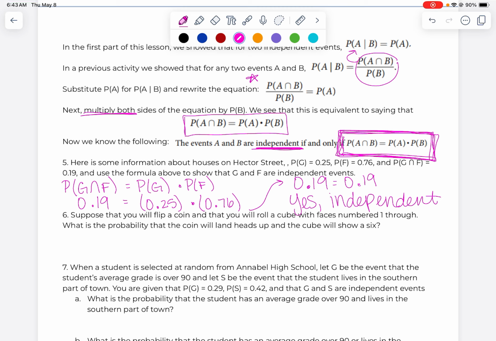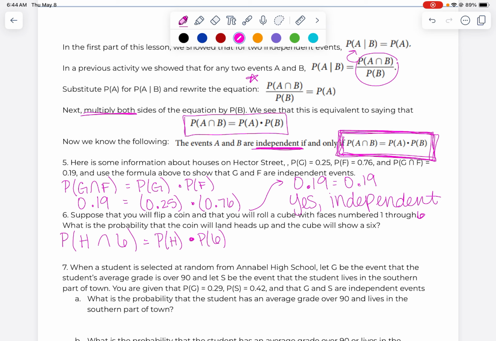All right. Number 6. Suppose that you will flip a coin and that you will roll a cube with faces numbered 1 through 6. What is the probability that the coin will land heads up and the cube will show a 6? So if we're using that formula above, we want to land on heads and we want to show a 6. That's equal to the probability of landing on heads times the probability of landing on a 6.